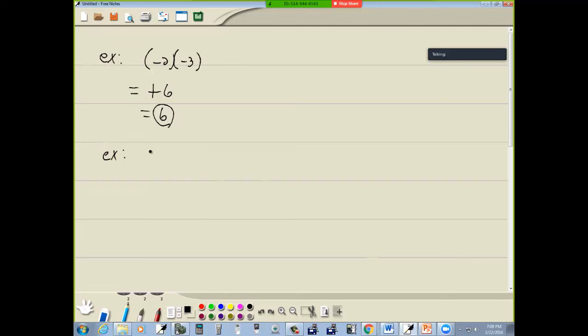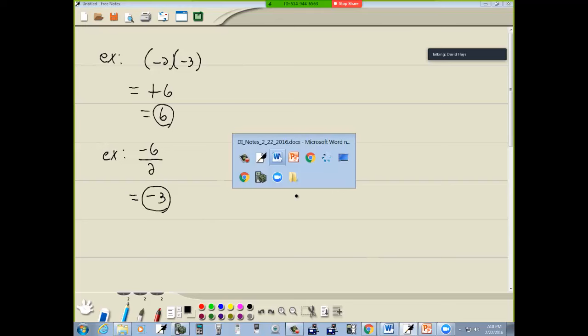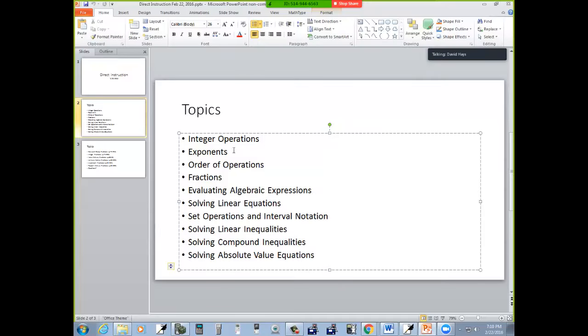Now, oftentimes a fraction symbol represents division. So if I had this right here, this says negative 6 divided by 2. Well, that's really a positive 2, so negative divided by positive gives us a negative. Signs are different, it's negative. And then 6 divided by 2 gives us 3. So our answer would be negative 3. And again, if you have any questions as we're going through this, just be sure to ask.